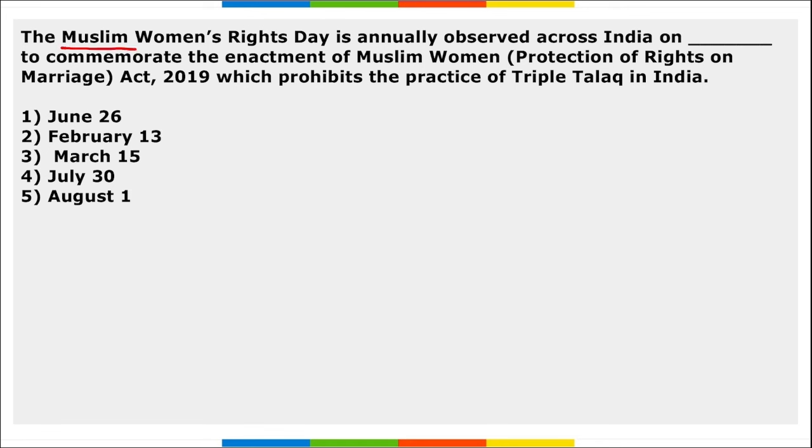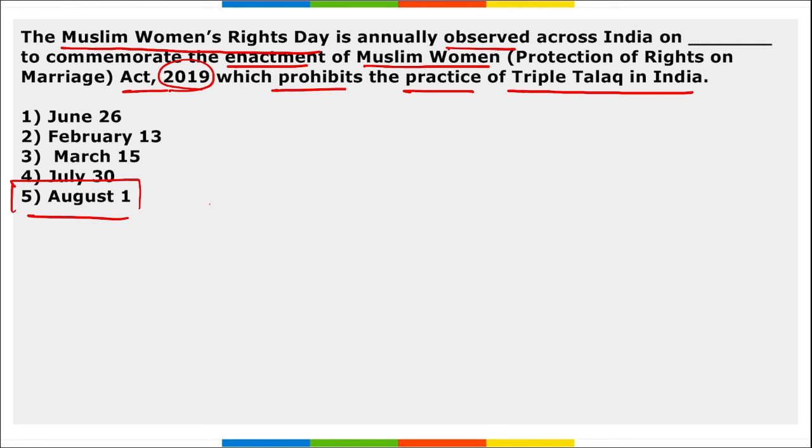Next, the Muslim Women's Right Day is annually observed across India on which day to commemorate the enactment of the Muslim Women Act of 2019, which prohibits the practice of triple talaq in India. So this is observed on 1st of August, right? And this is basically to prohibit the practice of triple talaq in India. And the first ever Muslim Women's Right Day was observed on 1st of August in 2020.